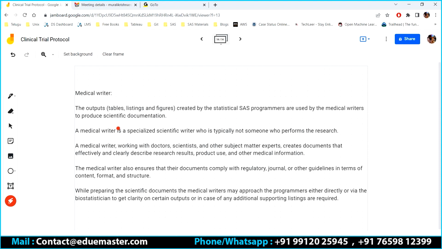And also, while he is preparing this, he works closely with your biostatistician. He works closely with the SAS programmers, because the SAS programmer is going to develop this, but the input for the SAS programmer will be coming from the biostatistician. So a medical writer who is going to consume our output will be frequently in touch with the SAS programmers as well as with the biostatisticians for a better understanding of the results.